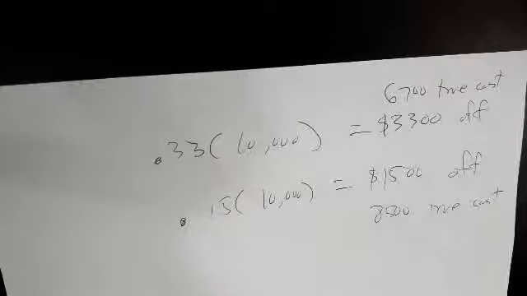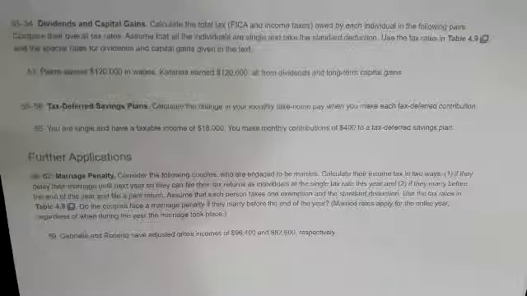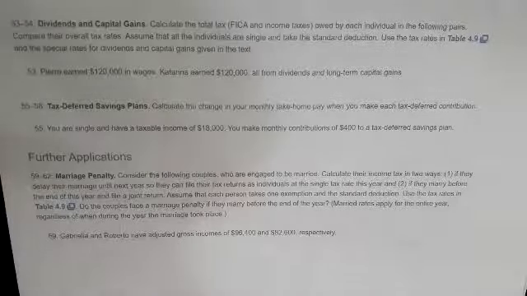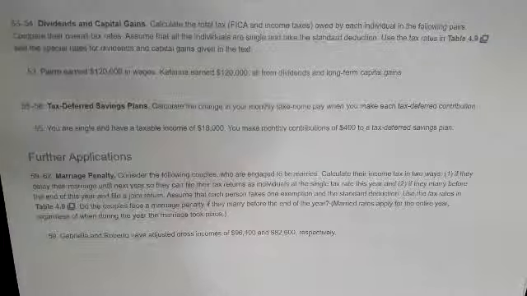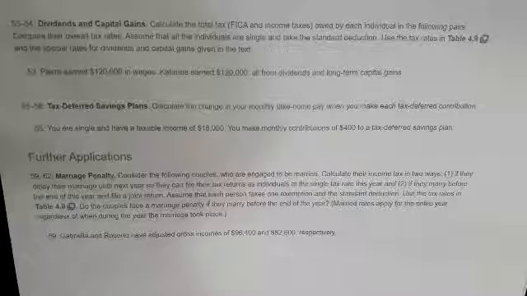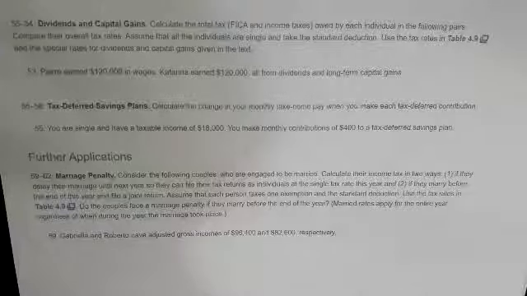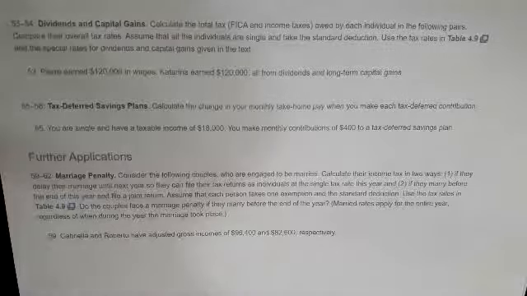Okay, so we've got a few more. 1, 2, 3, 4, 5. I think we've got 5 more, right? 53 says: calculate the total tax, FICA and income tax, for each individual in the following pairs. Compare their overall rate. Pierre earned 120K in wages. Katrina earned 120K, all from dividends and long-term capital gains. Assume the individuals are single, then take the standard deduction, use tax rates in 4.9 and the special rates for dividends and capital gains given in the text.